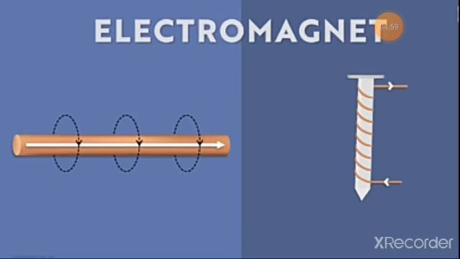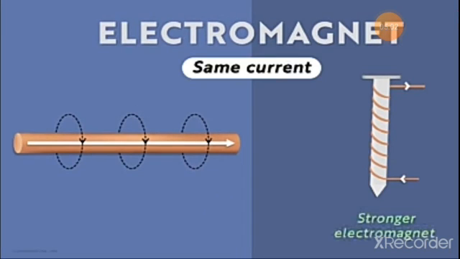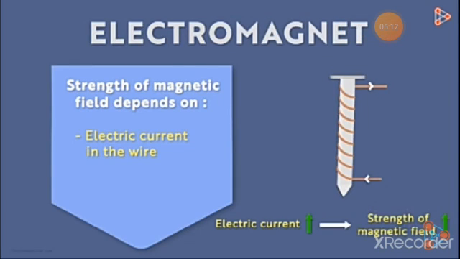Even if the current is the same in both cases, wire wrapped around an iron nail will result in a strong magnetic field. Now, there are some factors on which the strength of the magnetic field depends. The current flowing in the wire is one of them. If we increase the flow of the current in the wire, the strength of the electromagnet also increases. Is there any other way?